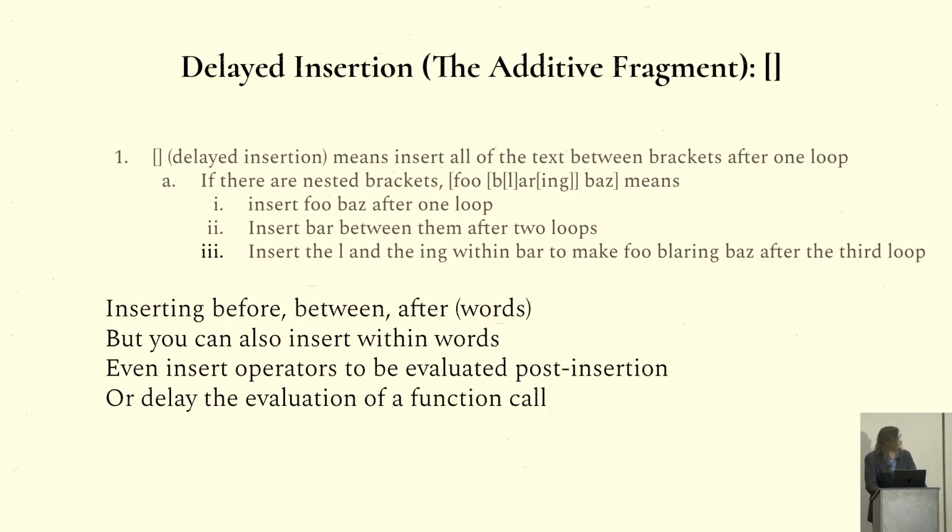So, square brackets are delayed insertion. It means insert all the text between them after one loop. But if there are nested brackets, then, for instance, this one right here, the outermost layer of bracket has foo and baz in it. So foo and baz would be inserted after the second loop, and the first loop, the 0th loop, would show nothing, no text there. After 2 loops, you're going to get bar showing between them, so it would be foo bar baz. And then you can see that I've inserted some text inside and around this word, so now it becomes foo blaring baz instead on the 3rd loop. And so you can insert before, between, and after words.